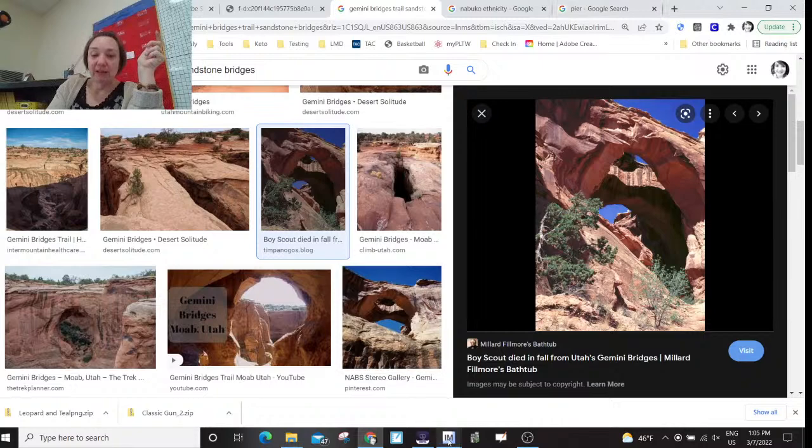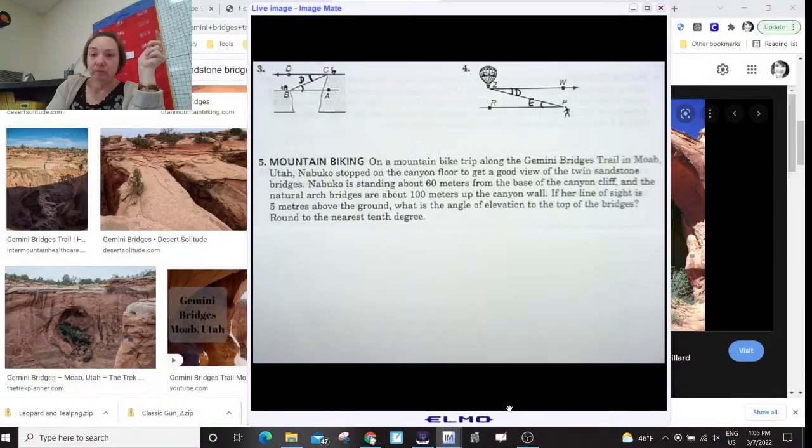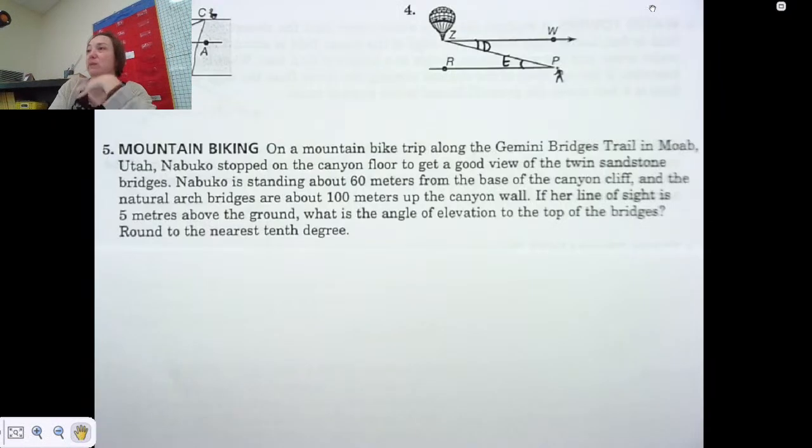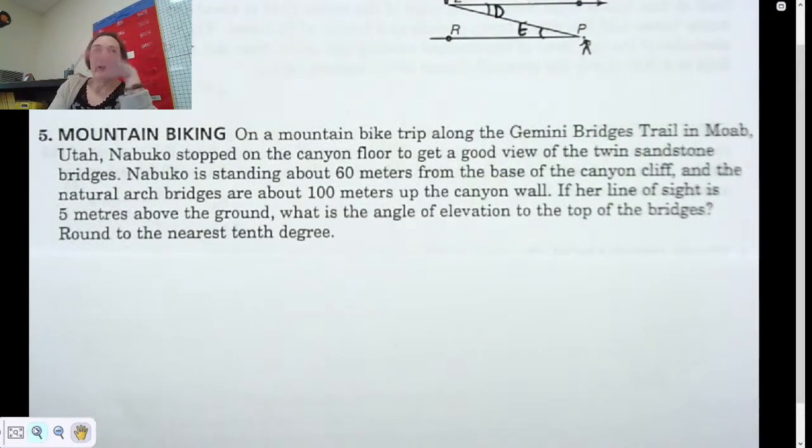Moab, am I saying that right? Moab. In Moab, Utah, there's these two, and they're called the Gemini bridges because there's 2 of them. Gemini is the twins in astrology. I'm a Gemini. That's my astrological sign. The only reason I know that is because I don't know any of the rest of them.